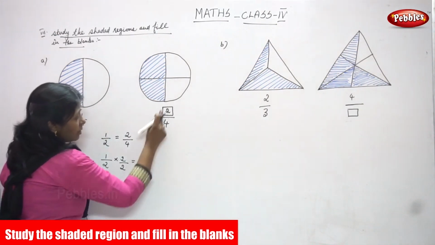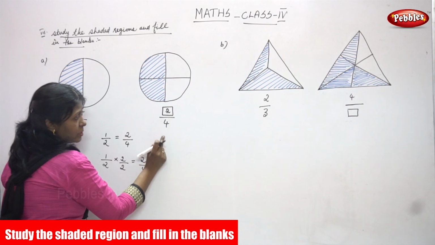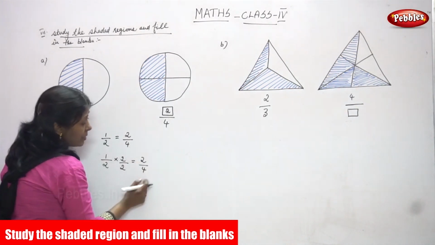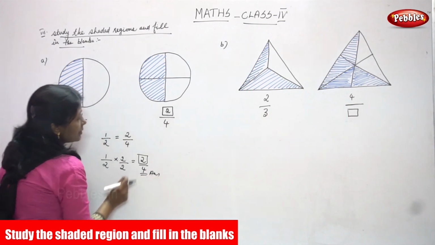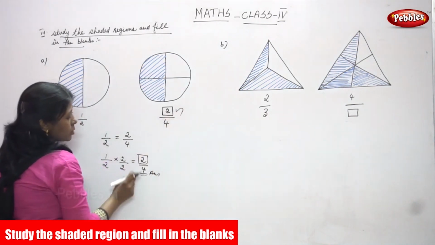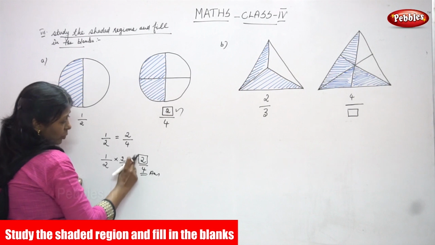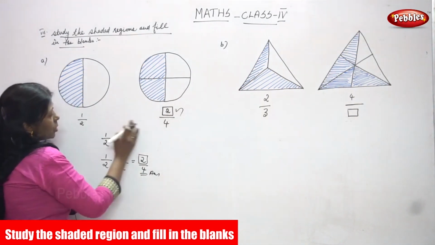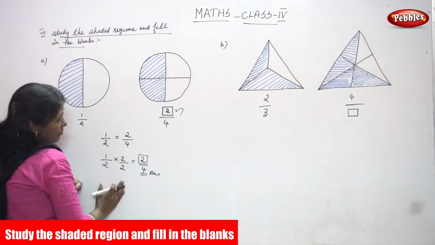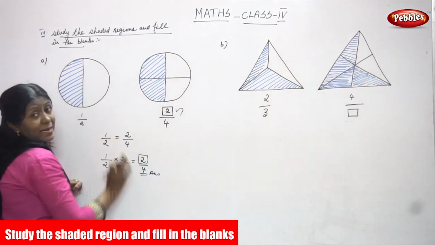So in this box you have to write what? 2. That is what I have written already. So 2 by 4 is the right answer. That means in this box the right answer is 2. I just explained it here. So 1 by 2 is equal to 2 by 4. Both are equivalent fractions, and I also represent it in the diagram.